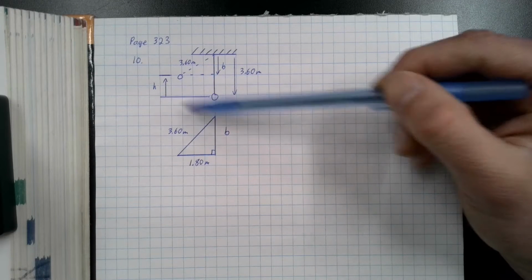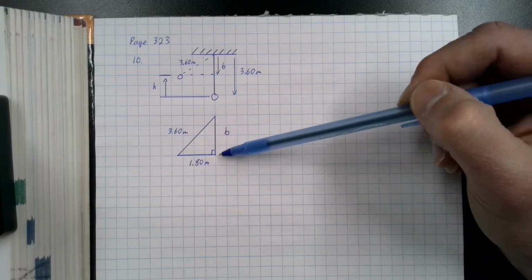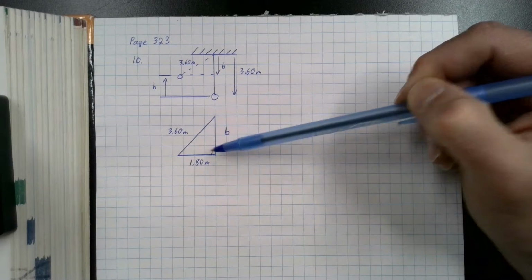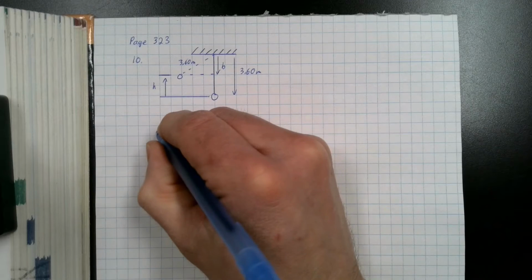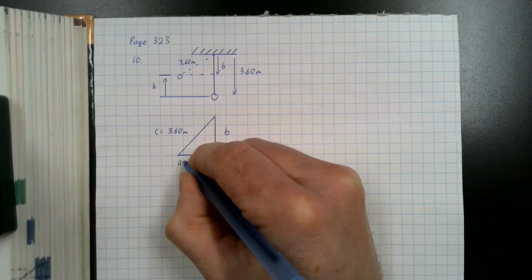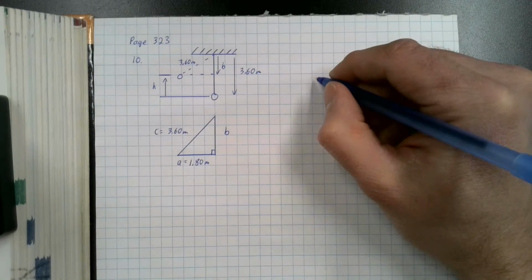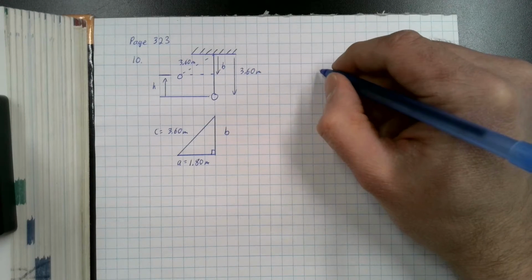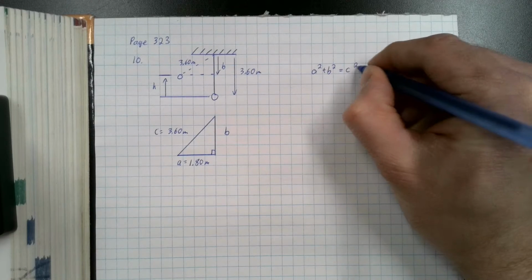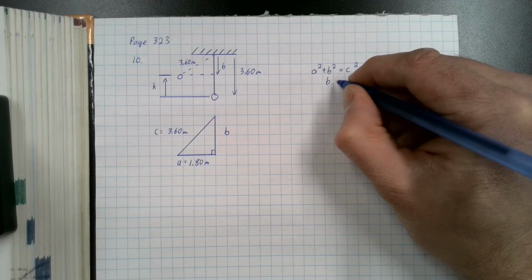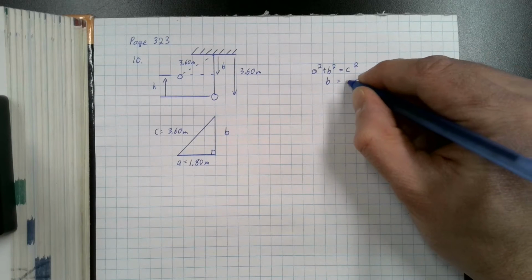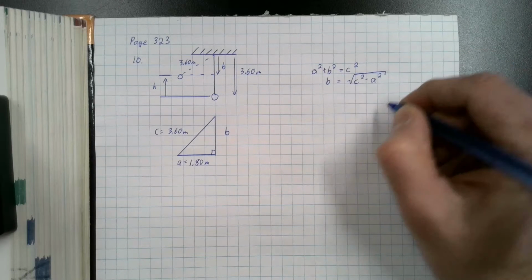So when we look at this lower triangle, we recognize that it's a right angle triangle with a 90-degree corner in the bottom right hand side. So that means our 3.6 meters is our C side, the hypotenuse, and our 1.8 meters will be our A side. Using the Pythagorean theorem, where A squared plus B squared equals C squared, we can rearrange that to get B equals the square root of C squared minus A squared.